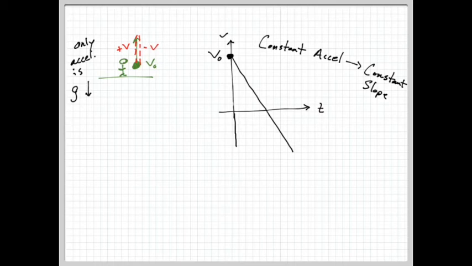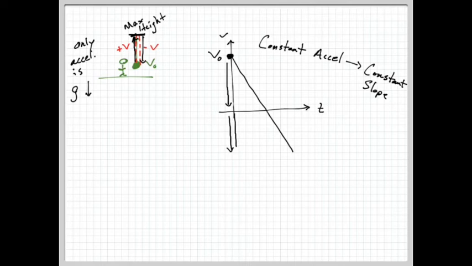As the object is moving up, its velocity is slowing down. Then it reaches this point at the top, which we call the max height. And after it hits max height, it turns around and goes back the other way. So it starts to speed up in the negative direction. So my velocity numbers get bigger in the negative direction.